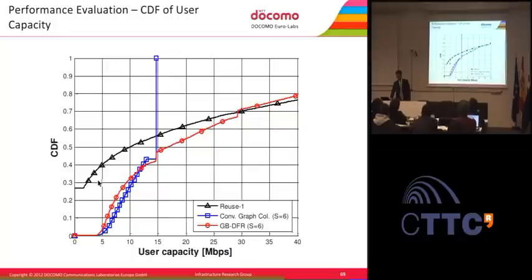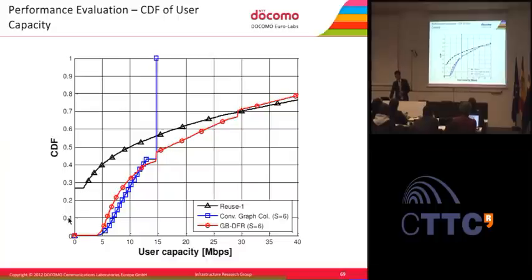The situation is better when you look at reuse 1, because in reuse 1 you use all the resources you have available at each and every home node B. And when you use our system, you actually exploit the benefits of both. So you assign resources such that you reduce the interference caused to one another, but at the same time, you're not limited by the number of resources that you use.